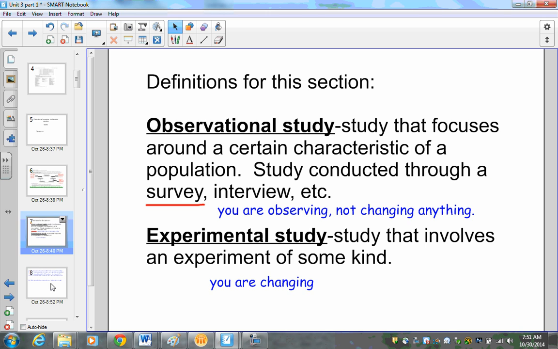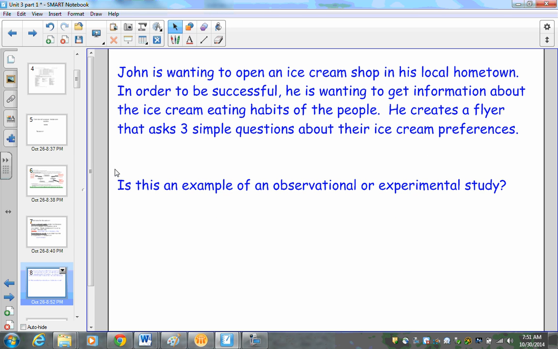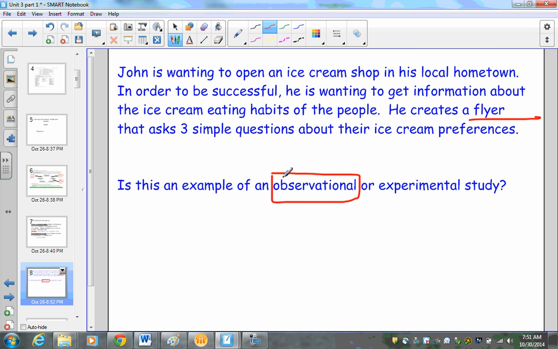Let's keep going. Jonas wanted to open an ice cream shop in his local hometown. In order to be successful, he wants information about ice cream habits. He creates a flyer. So right in there, word association, flyer. Okay, so is this an observational or experimental study? Now, is he actually changing anything? Meaning, is he changing the eating habits of the people of his hometown? The answer is no, so he's not changing anything. The answer is going to be observational.